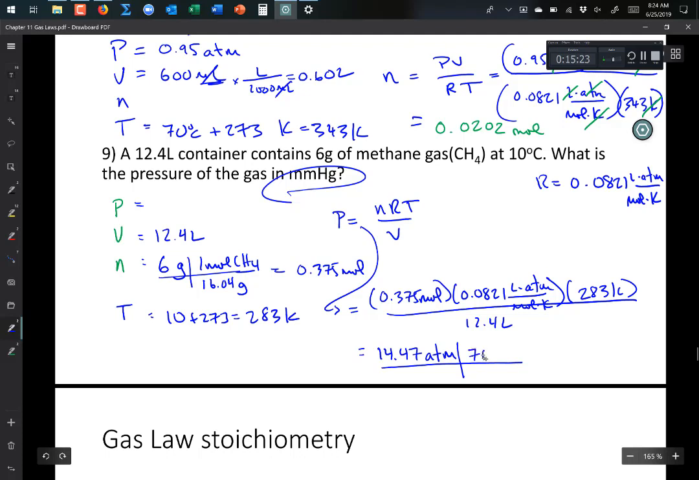It's 760 millimeters of mercury per 1 ATM. Now those kind of conversions will be given to you. You don't have to memorize those things. Unless you want to, and then that's fine. It's up to you.